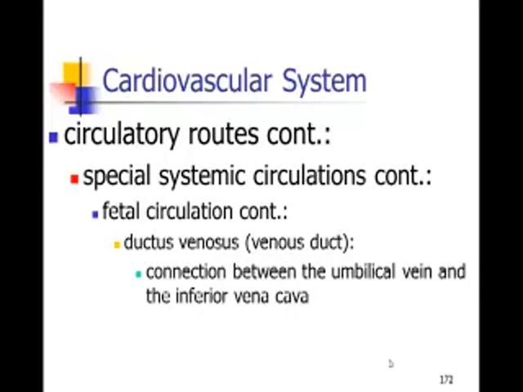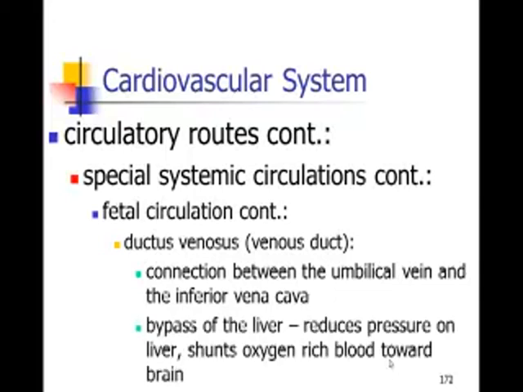Okay. So this ductus venosus is a connection between the umbilical vein and the inferior vena cava. It's just a shunt or a bypass. Okay. And it reduces the pressure on the liver. It also is going to shunt oxygen-rich blood toward the brain more quickly.